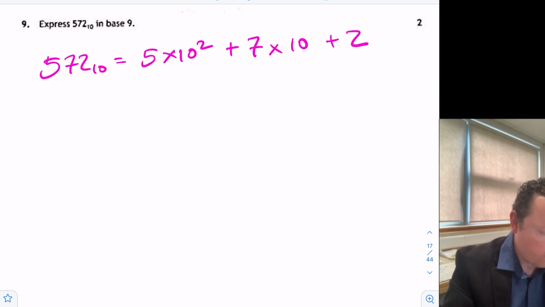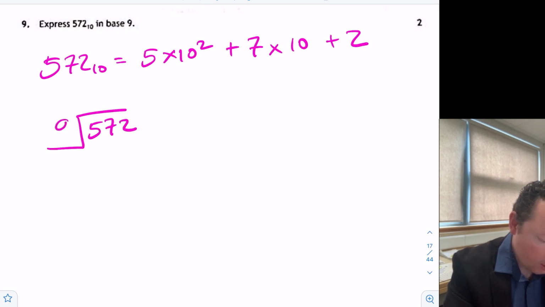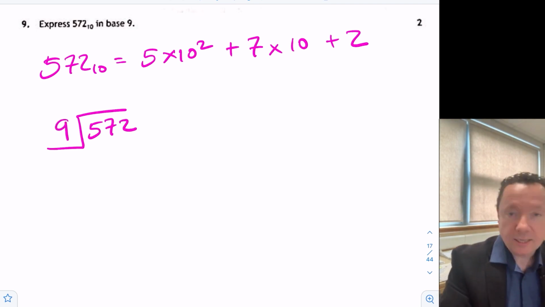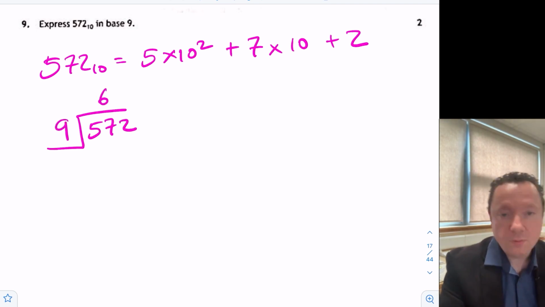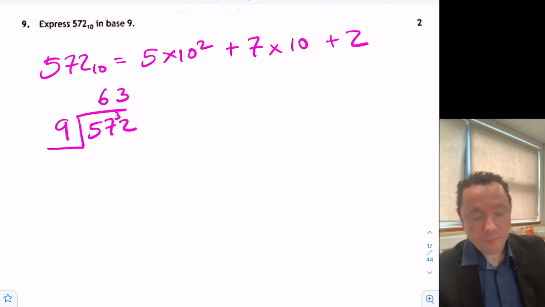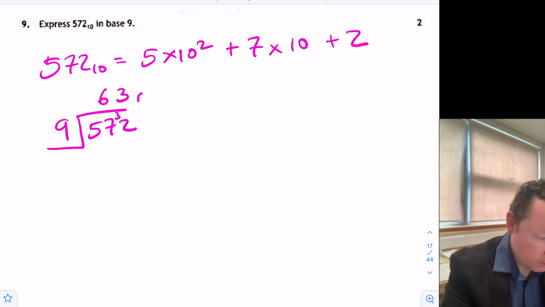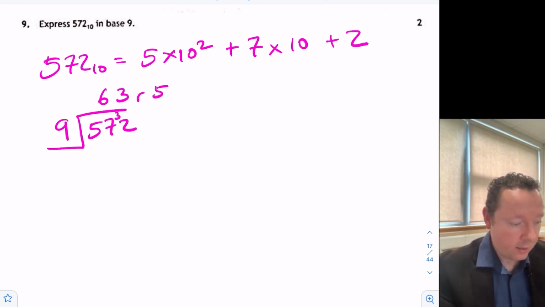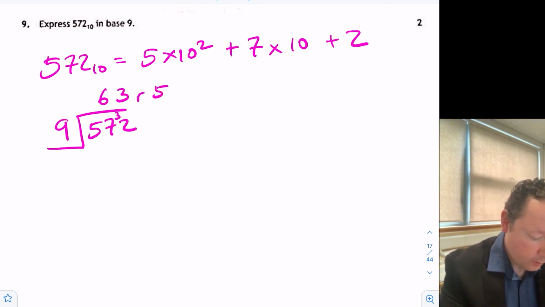Okay, so we've got 572 divided by 9. So 9 6s is 54. 54 for 5, 6, 7, 3 left over. 9 3s is 27. 27, 28, 29, 30, 1, 2, remainder 5. So we get immediately 572 divided by 9, right here, is equal to 63, remainder 5.